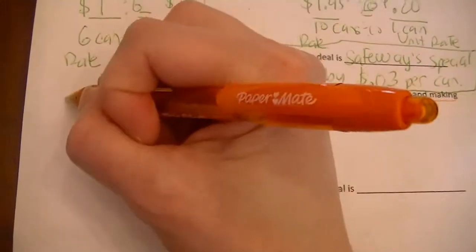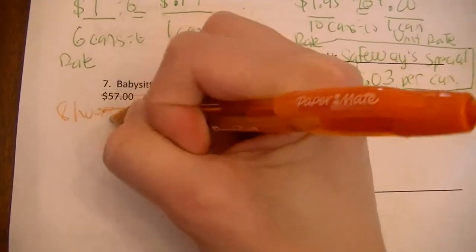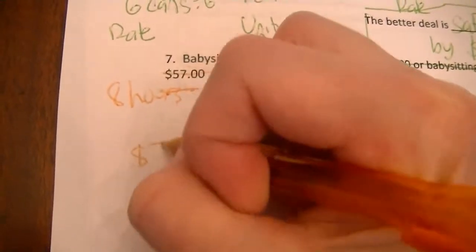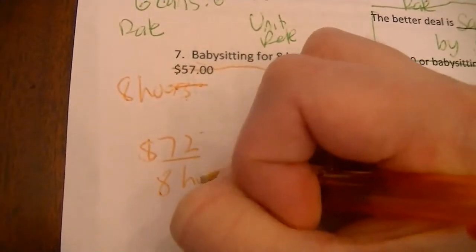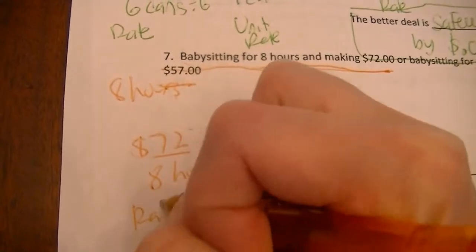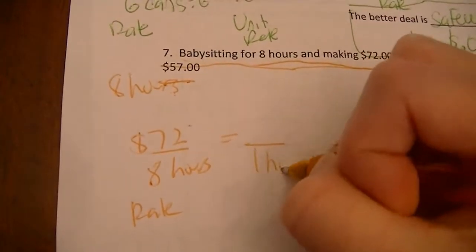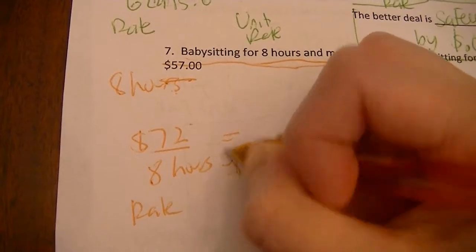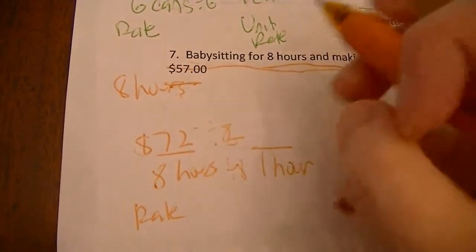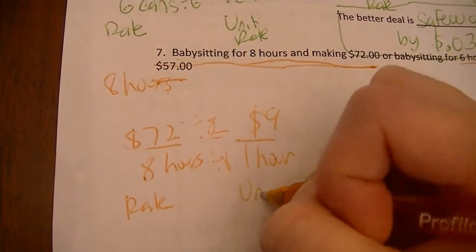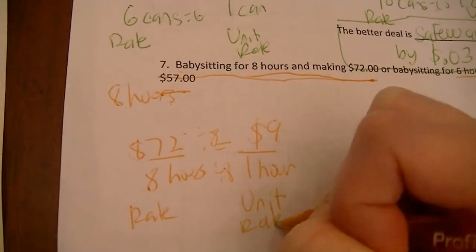Okay, so babysitting for 8 hours, so let's find that. So 8 hours. That's how I'm labeling it. And so $72 for 8 hours. That's going to be the rate. So to find the unit rate, you got to figure out how much you are making per hour. You got to divide the numerator and the denominator by 8. 72 divided by 8 is $9. So you'd be making $9 an hour for your unit rate here.